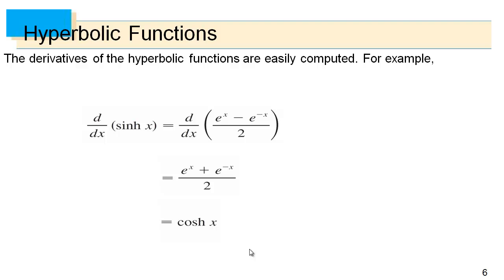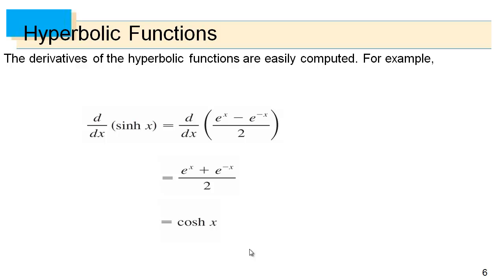That's not a quotient, right? A quotient rule is a function over a function, and that is not what you have. You've got a function over a constant. That's really just 1/2 times e to the x minus e to the minus x. And you can take the derivative of each of those pieces separately because they're just terms separated by pluses and minuses, so you don't even have to do the product rule.